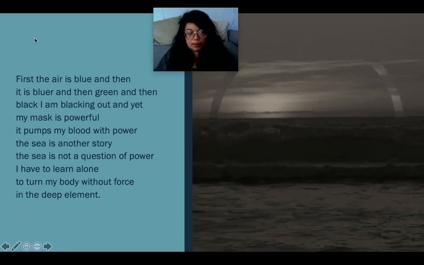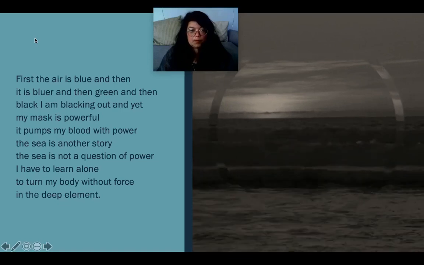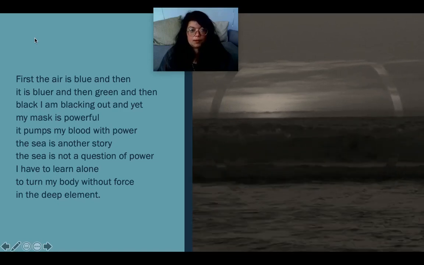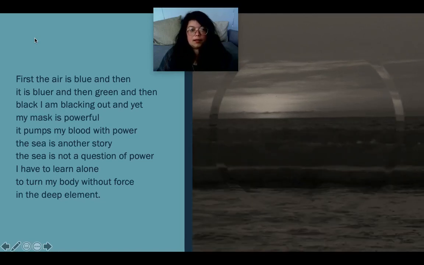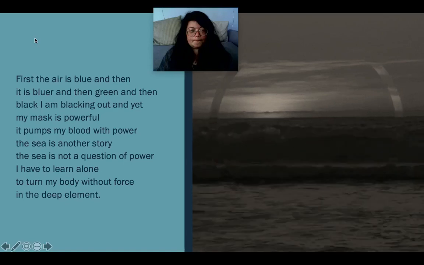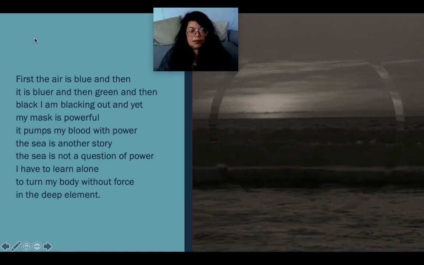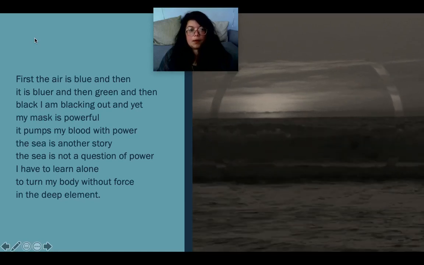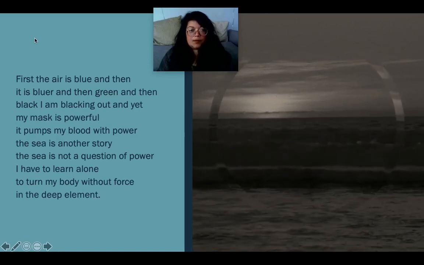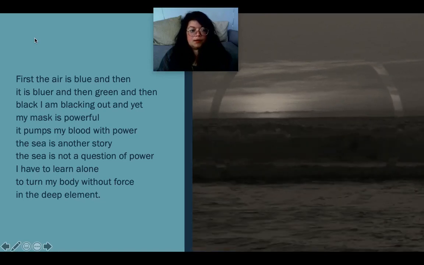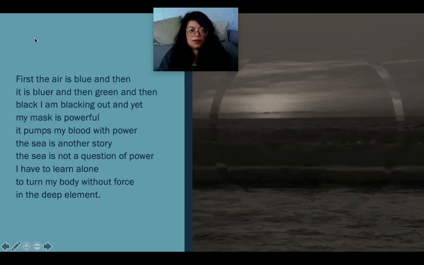Interesting, right? Because when we think about the sea, we think about it as this all-powerful, almighty force, right? What is man in comparison to the ocean? A nothing, right? But this power, or maybe our construction or understanding of power, is what is wrong. Because the sea is another story. The sea is not a question of power.